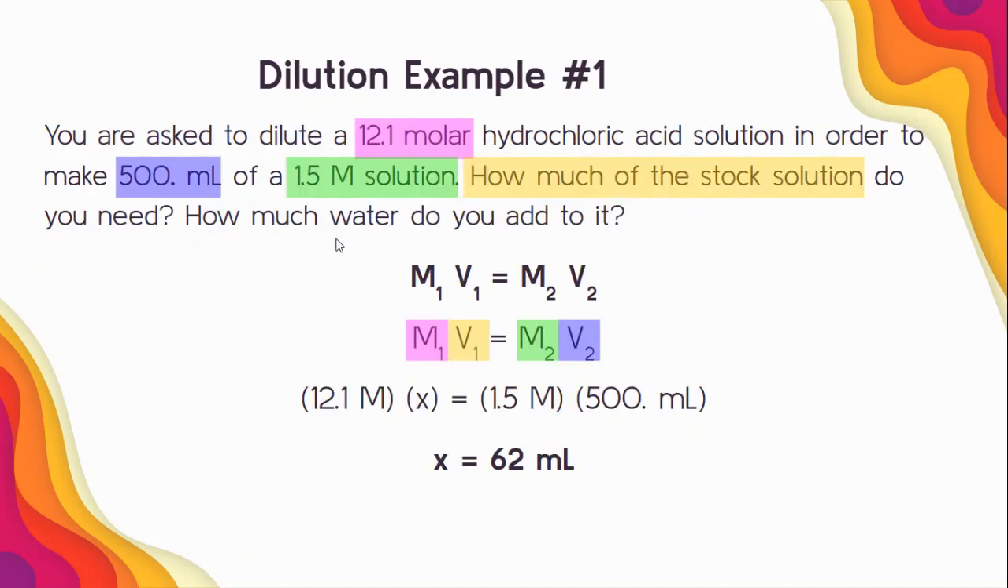And to find how much water we would need to add to it, we want 500 milliliters total. So if 62 are the HCl stock solution, the other, what would that be, 438 milliliters would be distilled water.